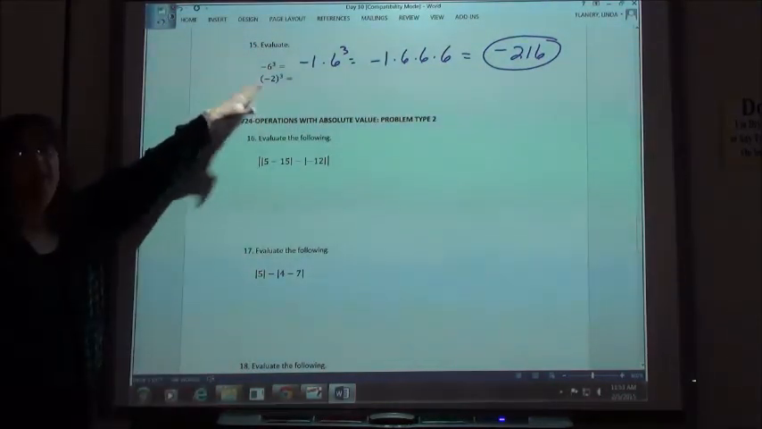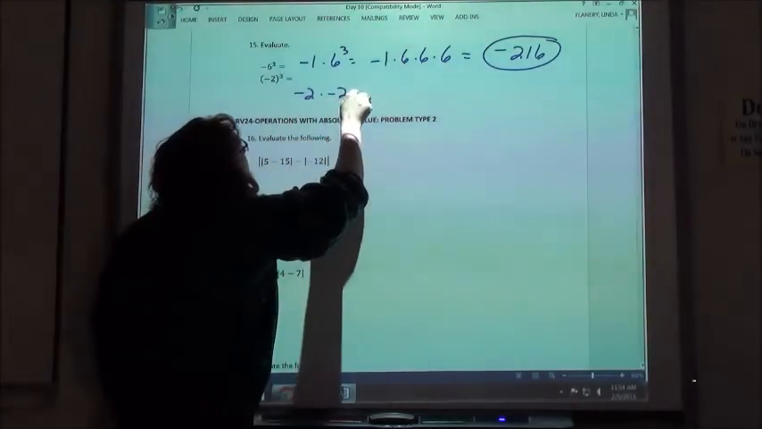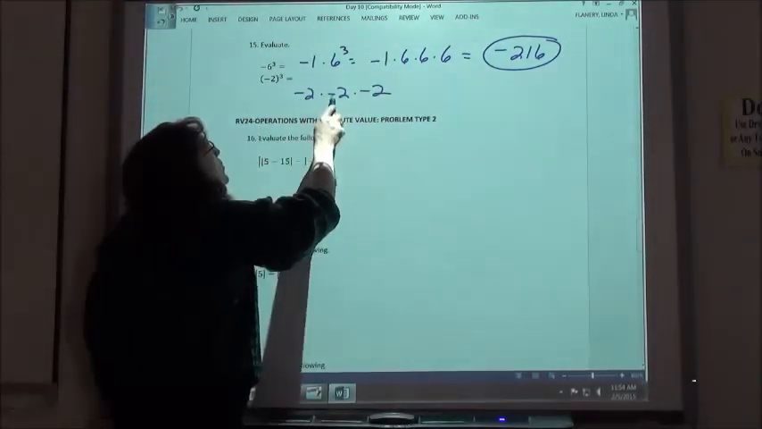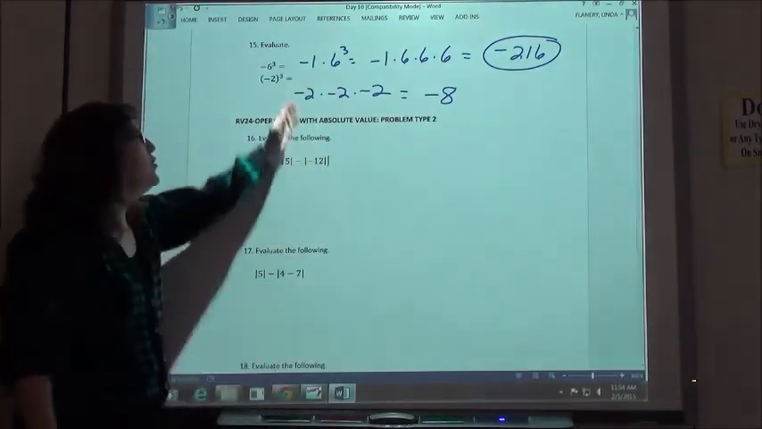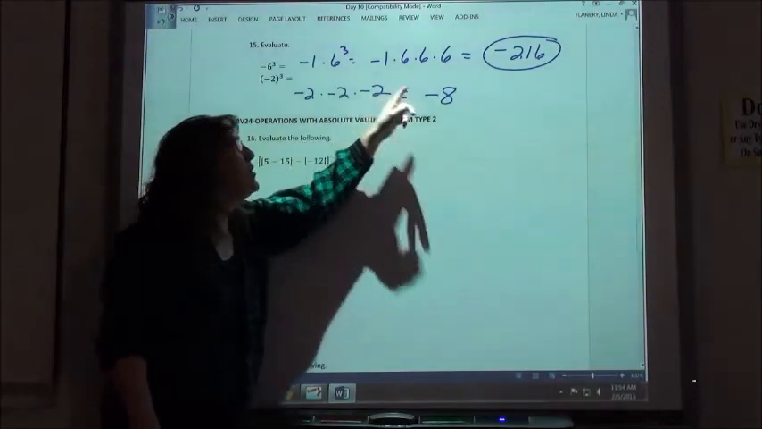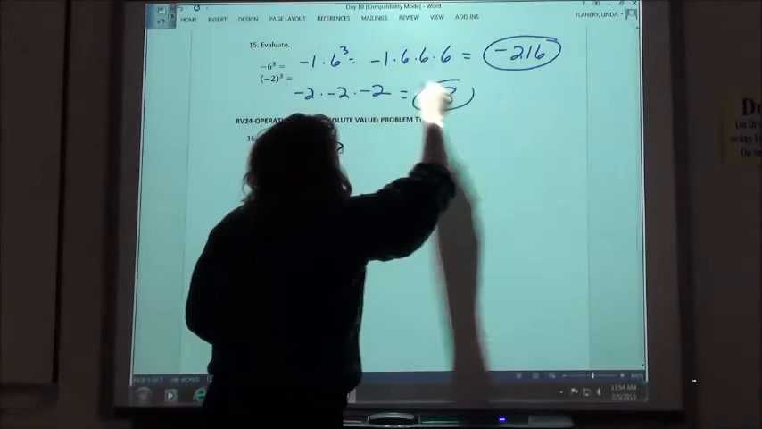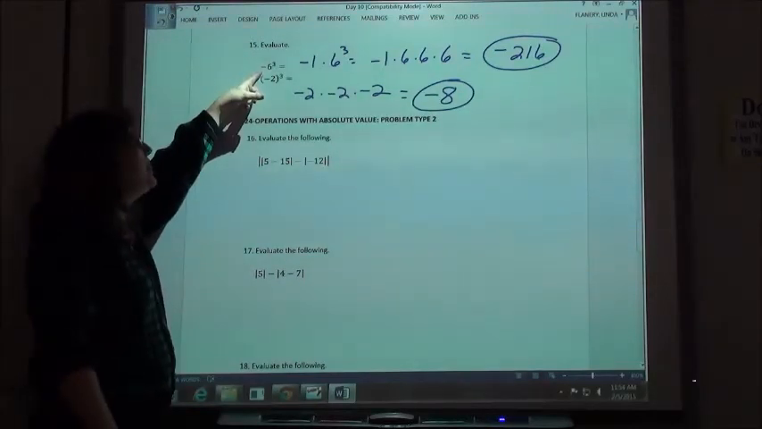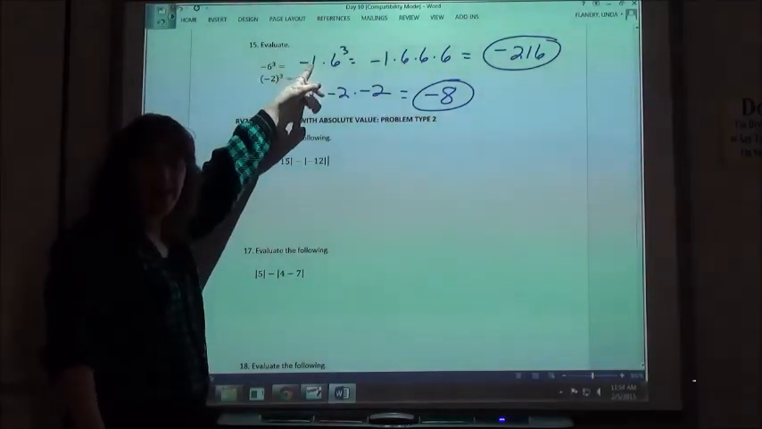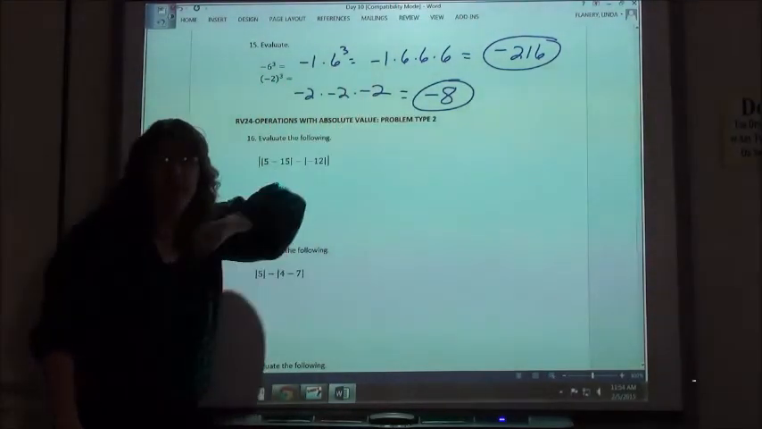This one, the negative is in the parentheses. It means negative 2 times negative 2 times negative 2. There's 1, 2, 3 negatives. My answer is going to be negative, and 2 times 2 is 4. 4 times 2 is 8. So negative 8 is my answer. So be very careful with that negative sign. If it's not in the parentheses, it only counts as one negative. If it is in the parentheses, then I have it that same number of times as the exponent.